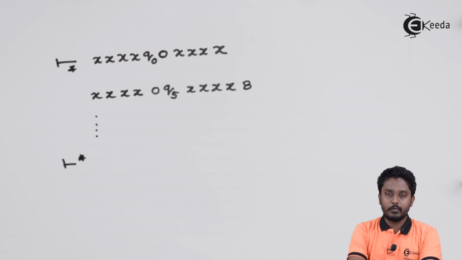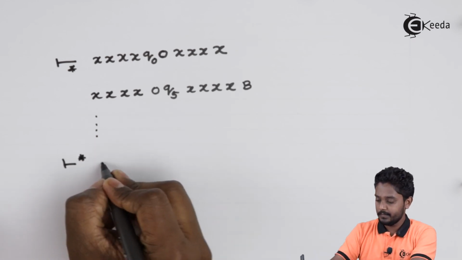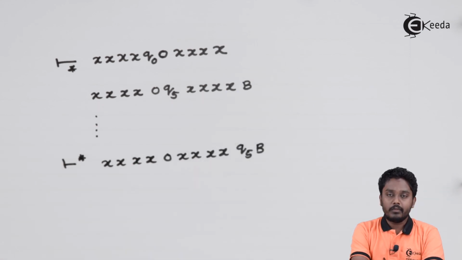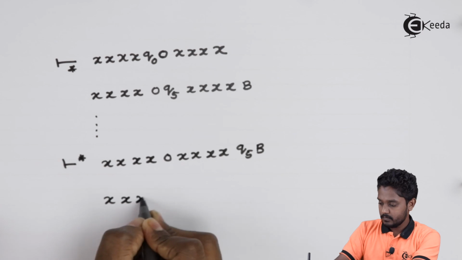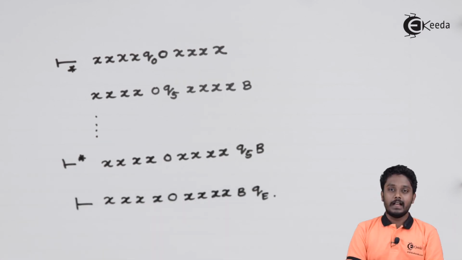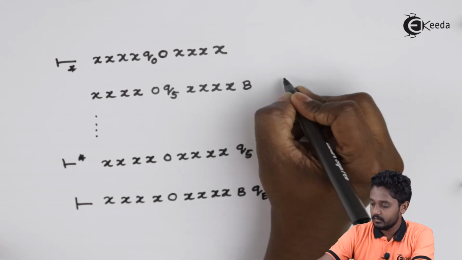I'm showing you the final configuration of the machine. From Q5 on a blank, it will go to the next state, that is QE state. As my Turing machine is achieving a final state after running this string, I can say that this particular string is accepted. Even you can say that x equal to y is satisfying the condition x is greater than or equal to y.